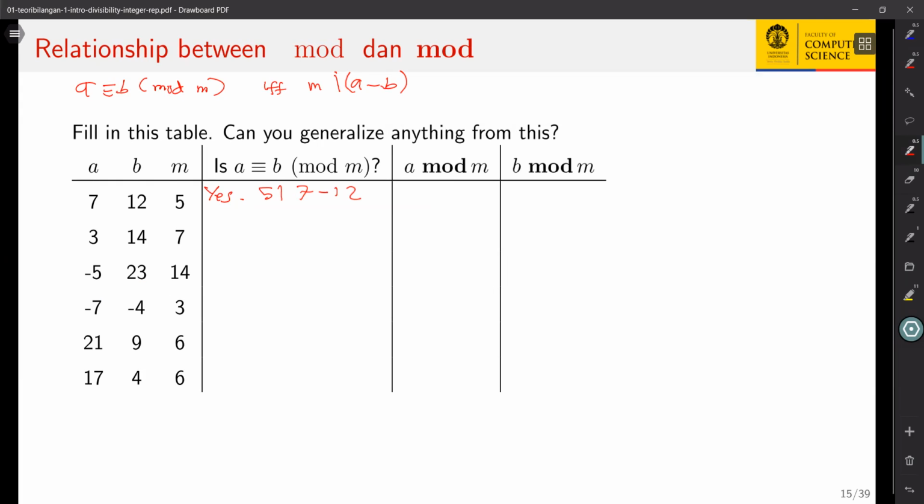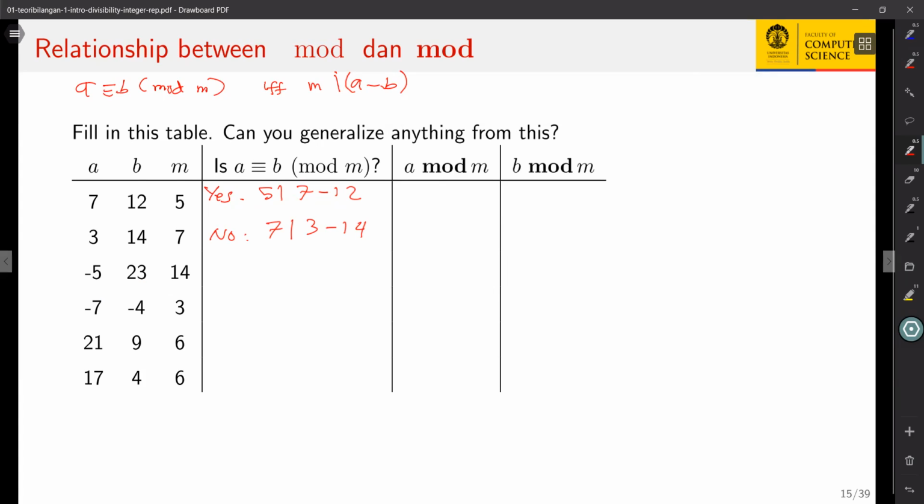Okay. How about the next slide? Let's fill out the first column here. What about this one? Yes or no? No, sir. Why? Because 7 does not divide 3 minus 14. 3 minus 14 is minus 11. And of course, 7 does not divide minus 11.